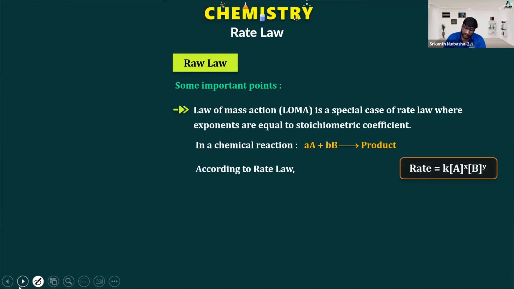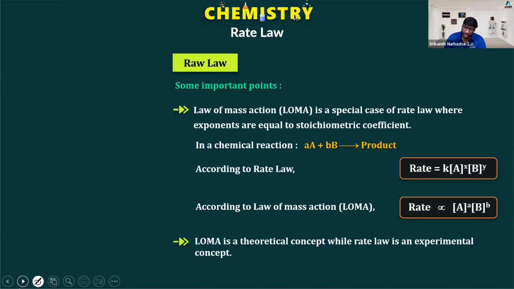Some important points you can understand. Law of mass action is a special case of rate law, where exponents are equal to stoichiometric coefficients, like x and y being equal to a and b. According to rate law, we write rate equals K into concentration of A power x into concentration of B power y. According to law of mass action, you write rate is directly proportional to concentration of A power a into concentration of B power b. Whenever the stoichiometric coefficients are equal to the exponents in the rate law, then rate law and law of mass action are the same.